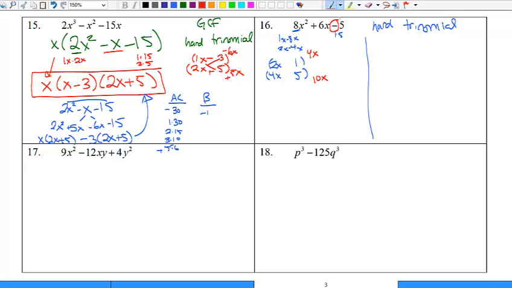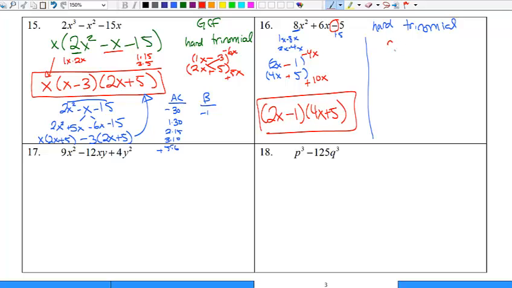This says you have to have one of each sign. Can I use one of each sign to get to 6? Well, yes, I can. A negative on the 4 and a positive on the 10 gets you a positive 6. Those signs slip in, and my answer is 2x minus 1, 4x plus 5. That's guess and check.